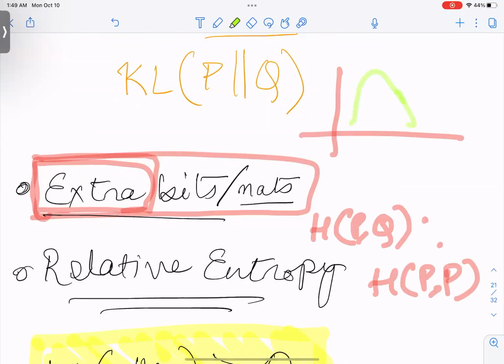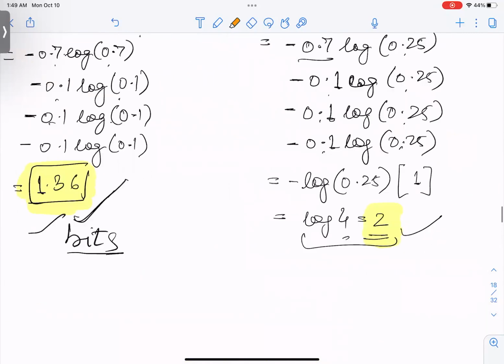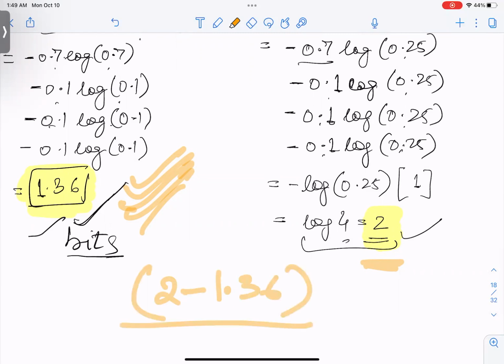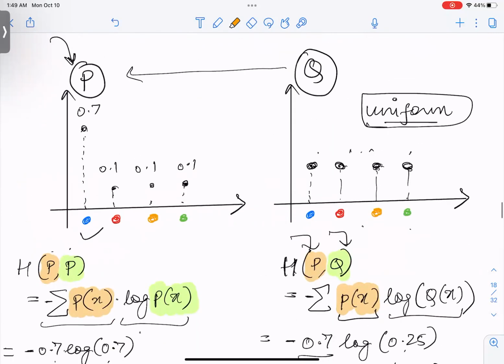How different they are, how off they are. If they are equal, then our KL divergence would be equal to 0. If Q matches P, then our KL divergence would be 0, because in that case we won't require this extra bit. We would simply require 1.36 bits of information, or nats if we calculate in those terms. So in this case, our KL divergence would be 2 minus 1.36. This is a numeric value if we have the actual distribution as P, and we assume the distribution to be a uniform distribution Q.